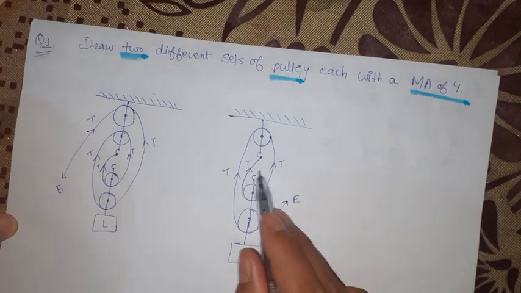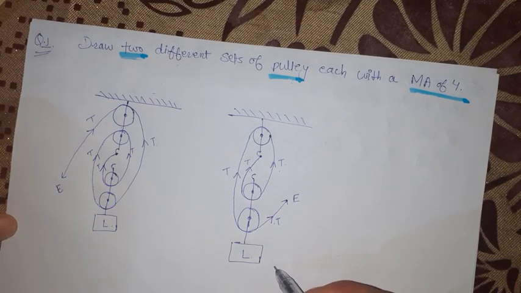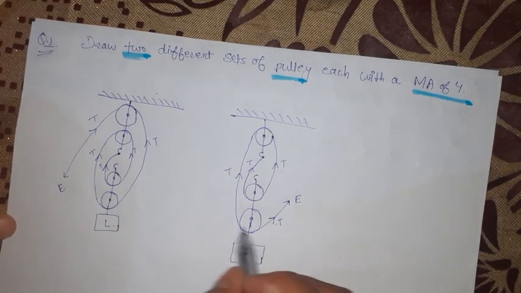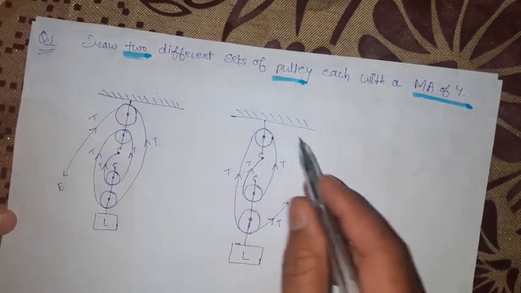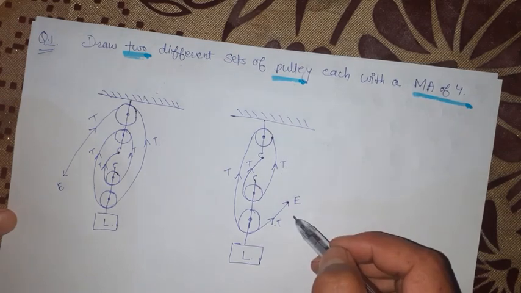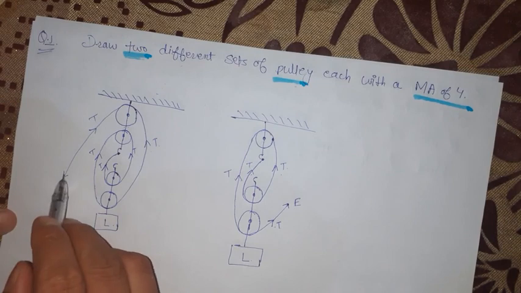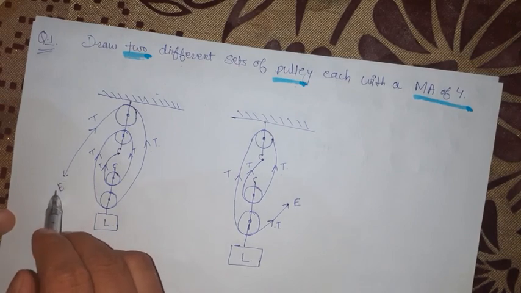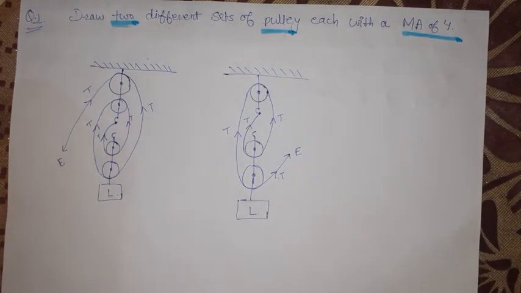So 1, 2, 3, 4. Okay, so this mechanical advantage is 4. Thus we are having these two sets, but as I said, this is not the convenient method of using this block and tackle system. So we prefer only this left side because it is easy to apply the effort here. Now let us look at the next question.